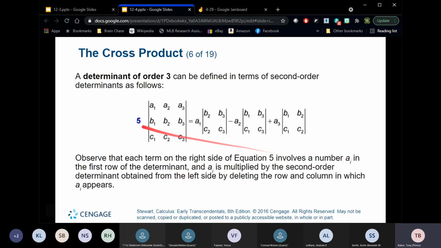So if we look at it in terms of a 3-dimensional one, it's the value up the top, A1, times the vector below it. So basically it's this one times the B2, B3, C2, C3 piece. So this is a determinant of order 3.